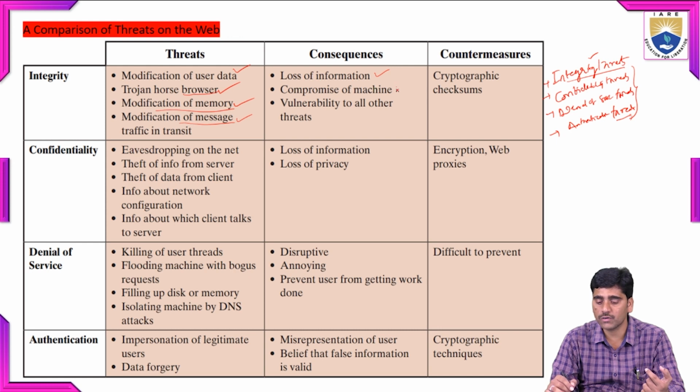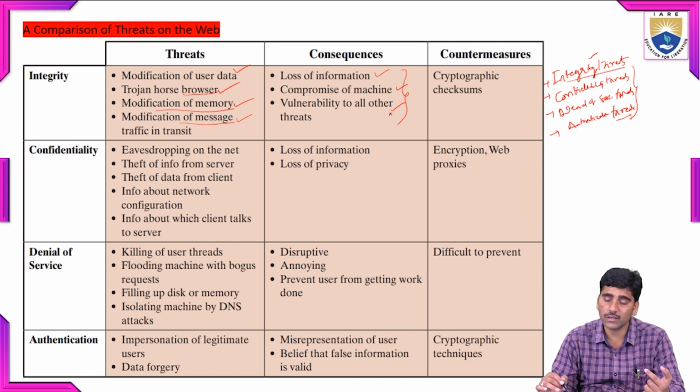And the second one is what? Compromising of mission. That is nothing but handing over our responsibilities to the virus or attacker. And the next one, vulnerability to all other threats. So these are the consequences that we are facing against integrity threats.